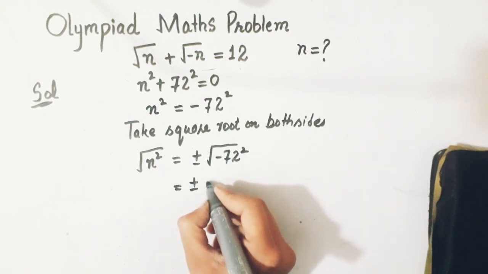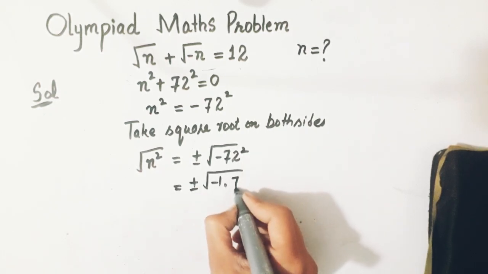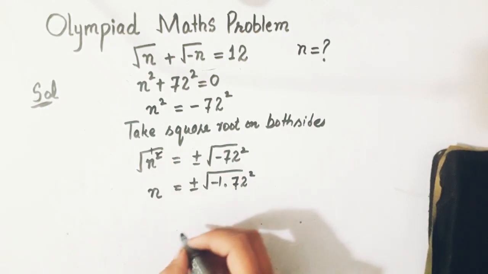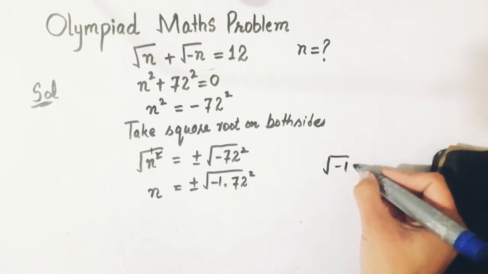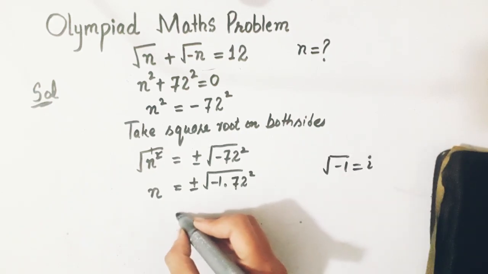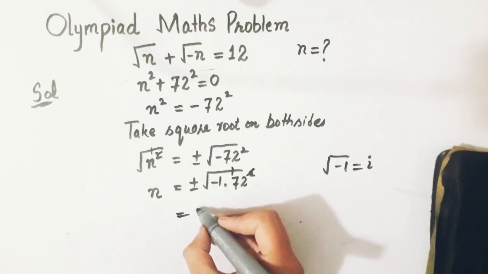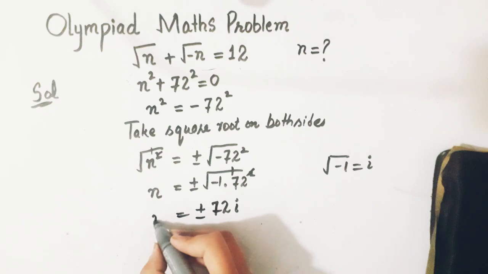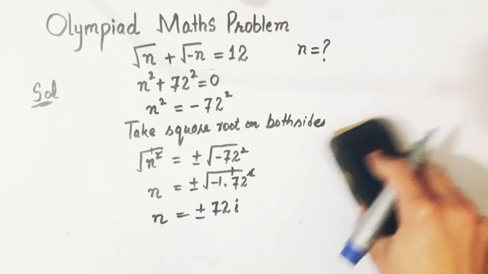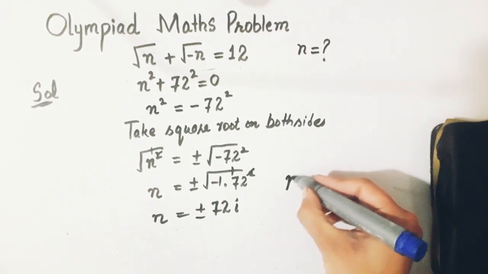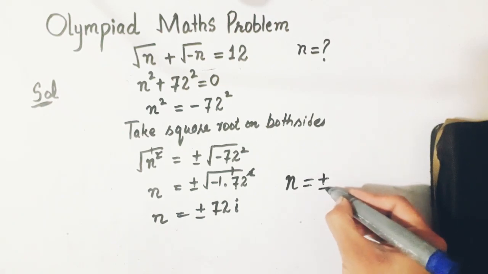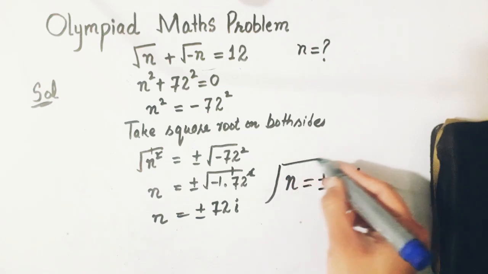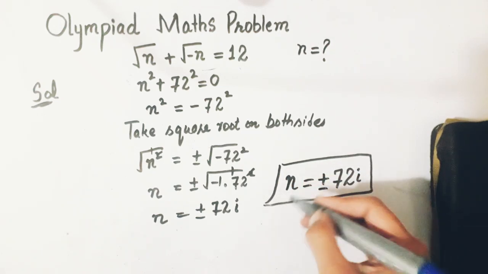So we can write minus 72 square as minus 1 into 72 square, and this square is cancelled out by this square root. So we know that root of minus 1 equals iota. So we have plus minus 72 iota is the value of n. So now we will write the final answer here, that n equals plus minus 72 iota. So this is the final answer.